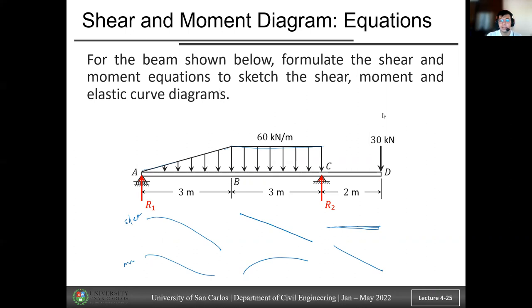Okay, so again, coverage for the midterm exam is everything up until indeterminate members, the topic we discussed before. So shear and moment is not included. Torsion, sir? Oh, torsion. Okay, sir. So shear and moment is not included. Probably expect about 3 to 4 problems. I think that's just right for 2 hours, right? 30 minutes per problem.